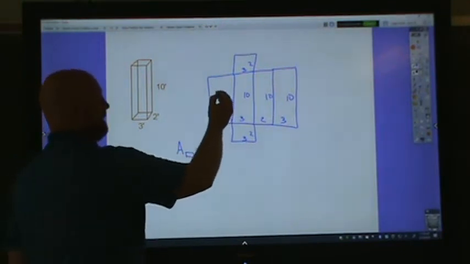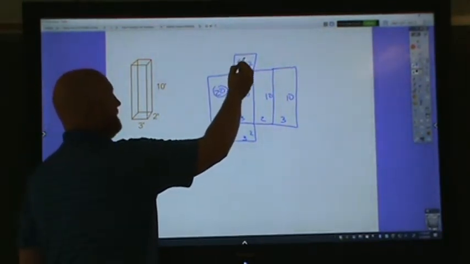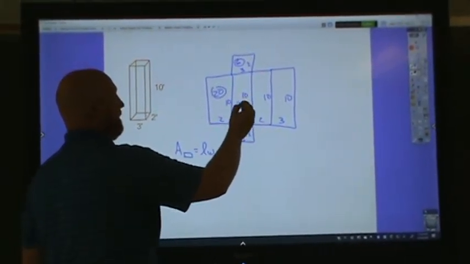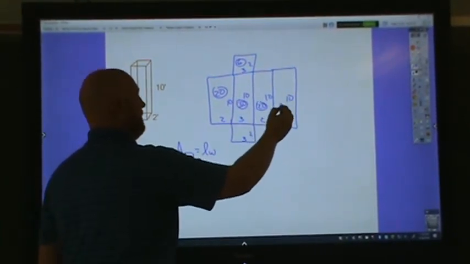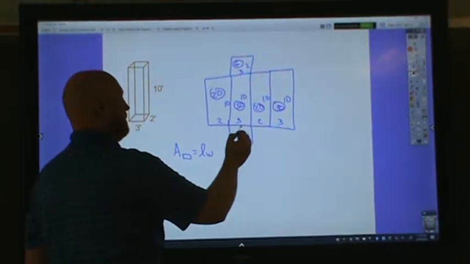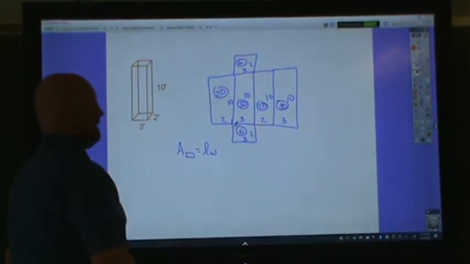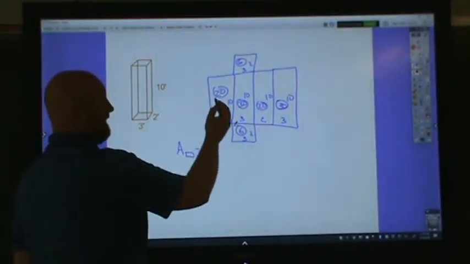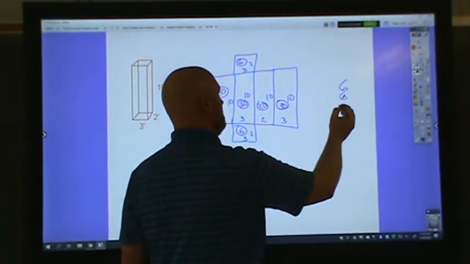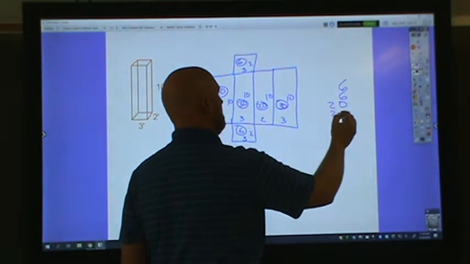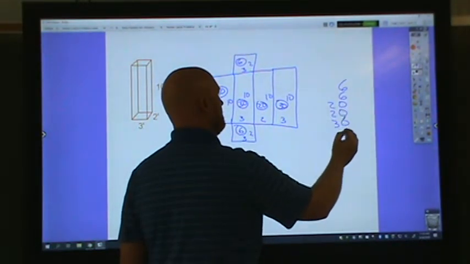The area of each rectangle can be found using length times width. So 2 times 10 is 20, 3 times 2 is 6, 3 times 10, 30, 2 times 10, 20, 3 times 10, 30, and 3 times 2, 6. For the total surface area, I have to add the area of each individual surface. So I have the two 6s, the two 20s, and the two 30s.